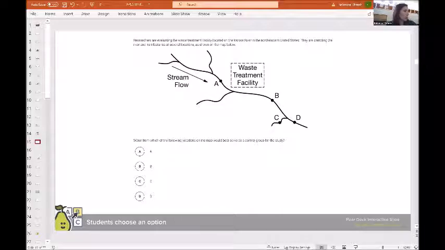Okay, so let's look at another question that's got some data from a diagram. Researchers are evaluating the waste treatment facility located on the Moose River in the northeastern United States. They are sampling the river and its tributaries at several locations as shown on the map below. So water from which of the following locations on the map would best serve as a control group for the study?